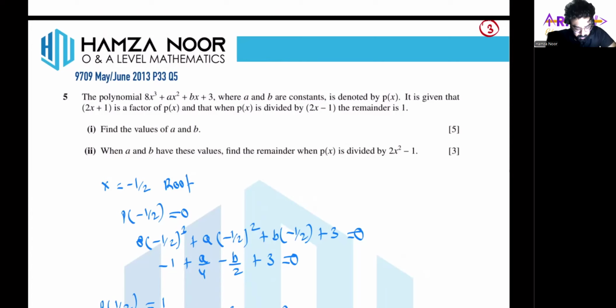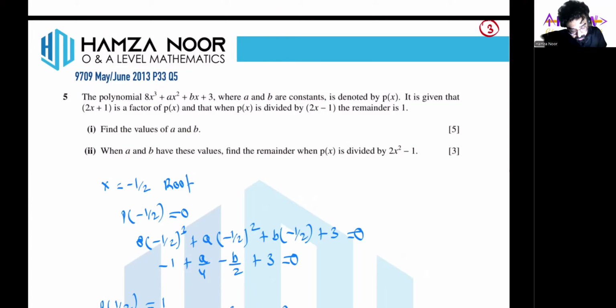Alright, so in this brief video, I'm going to discuss a past paper question from A-Level Math 9709 P3 Cambridge, May-June 2013, Paper 3, Variant 3, question number 5. And the topic is polynomials, also known as remainder and factor theorem, or you can say division of polynomials.